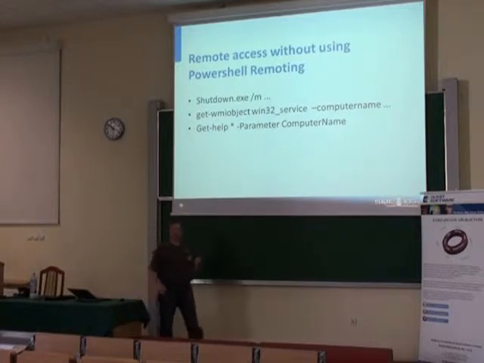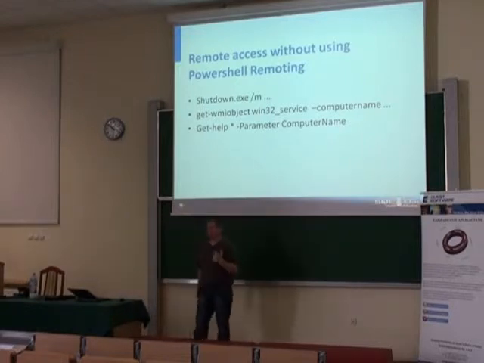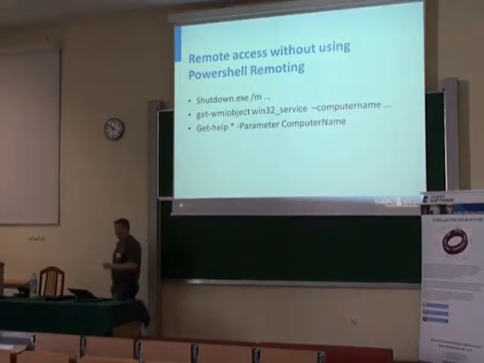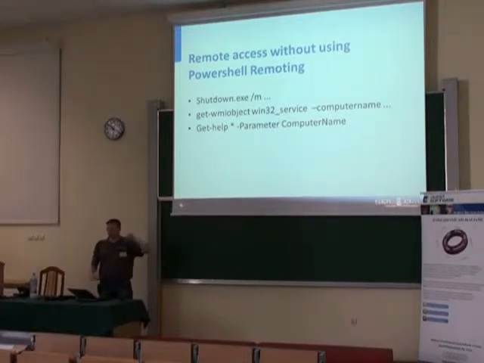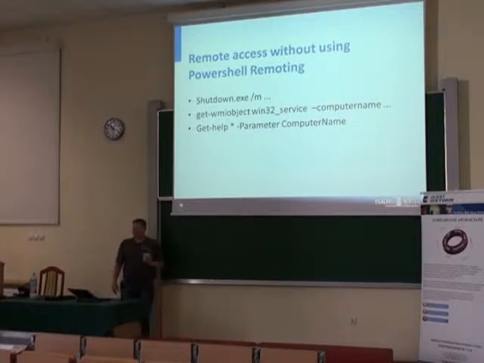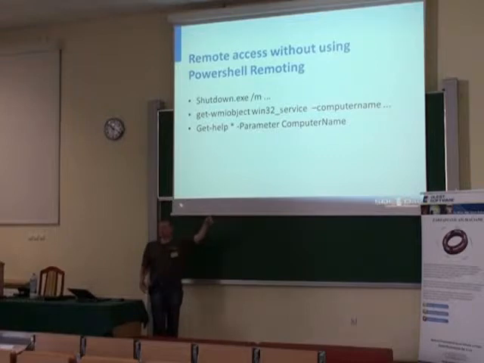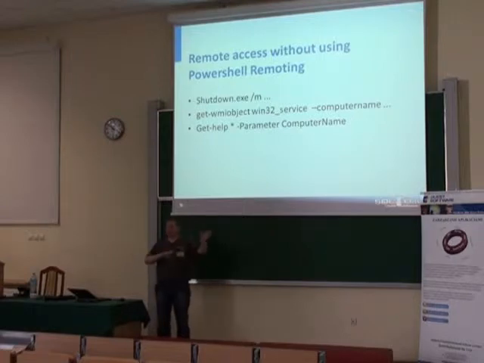So in PowerShell itself, you can do remote stuff as well without using PowerShell remoting. There's a whole bunch of commands that can do remoting. Get-WmiObject, for instance, you can get WMI stuff from any computer by just putting -ComputerName and then the computer name behind it. And if you want to know which commands do have remote options, you can just type Get-Help -Parameter ComputerName, and it will give you all the PowerShell commands that have a ComputerName parameter. So you can do remote stuff with them.